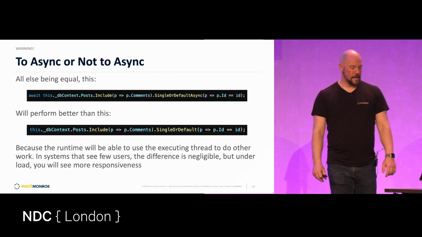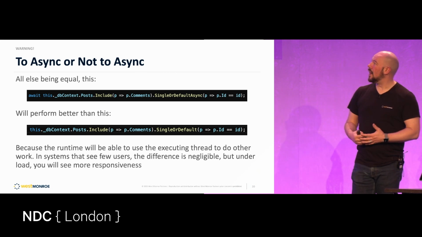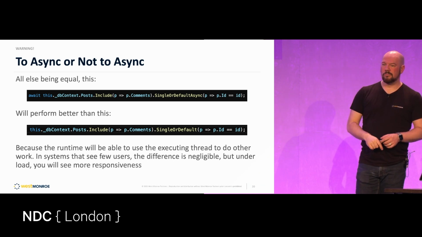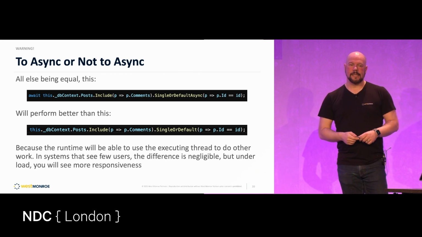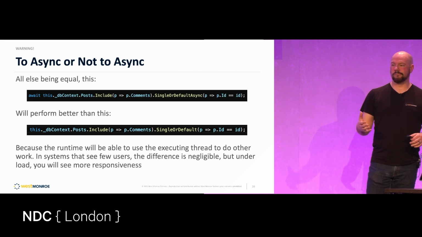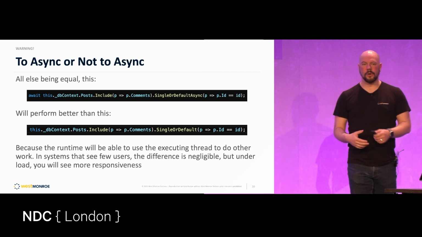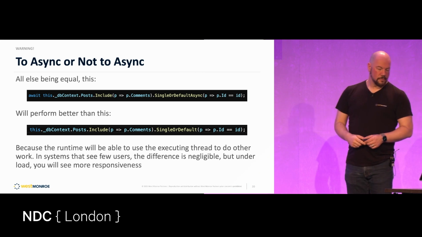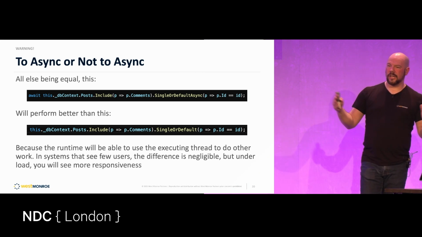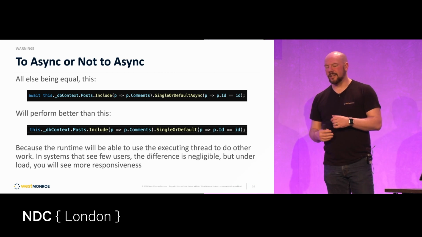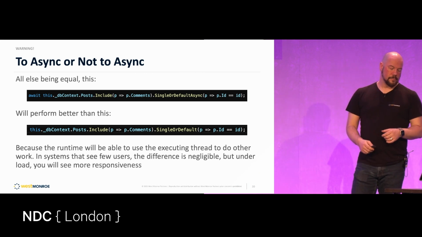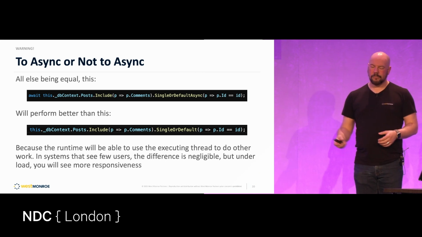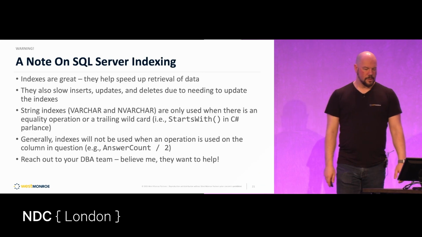Async. Not a lot to say that I haven't already said. Essentially, the top one is going to perform better than the bottom one, all else being equal. Now, if you have 10 users, who cares? If you have 10 million users, you're probably going to want to do this. Also, if you have constraints like auto scaling in the cloud, things like that. Under load, async is going to give you more responsiveness. That's it.